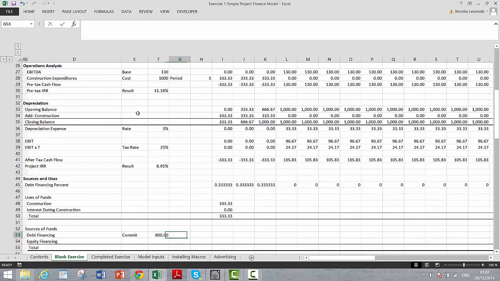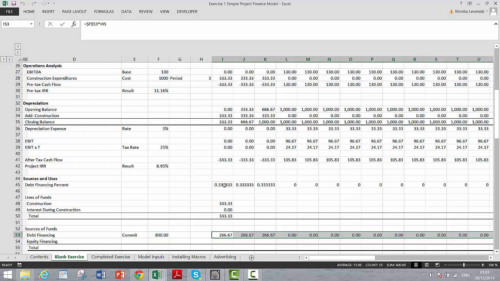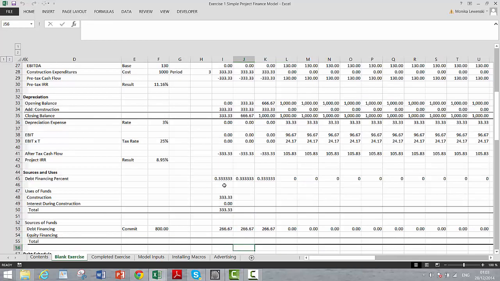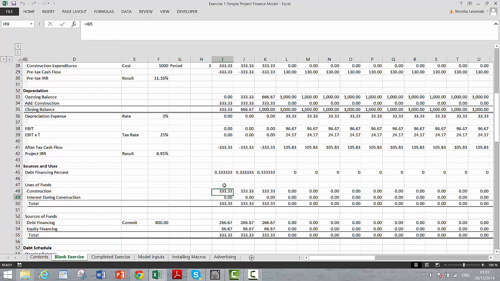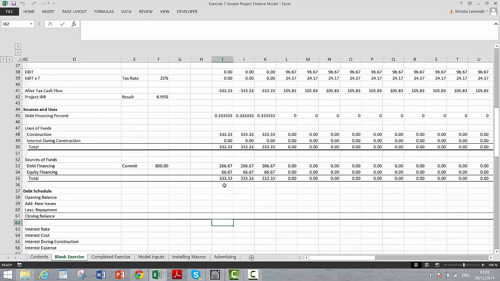Let's put commitment for the debt, and just go up and get our debt commitment. Finding how much debt you can really put in a project finance is perhaps the biggest issue of all. Let's multiply that one by the percentage. And then let's put the equity financing. Let's take this minus the total, and then Alt equals. Then just Shift Control R. And the opening balance for the debt is equal to the closing balance.